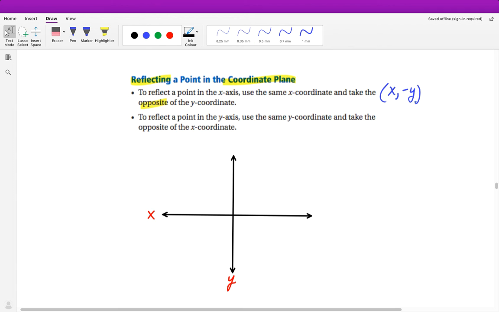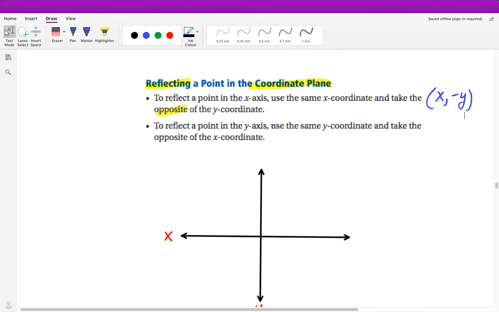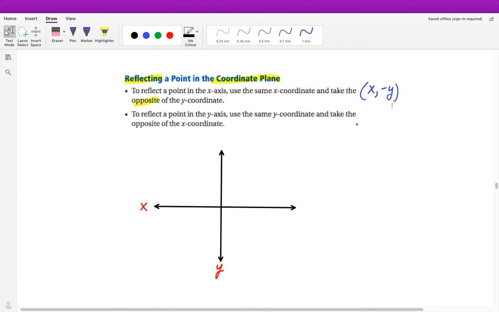All right, and what it means to reflect, it just means that it is going to be the same image, but flipped over that axis, and it means that each point is the same distance away from that axis. All right, so if we're reflecting along the x-axis, that means that we're trying to reflect along this line.